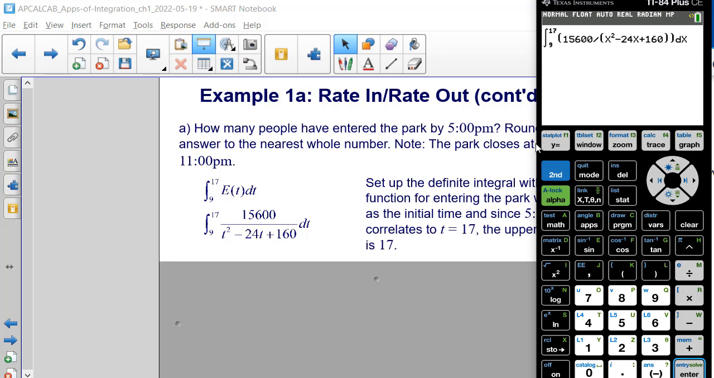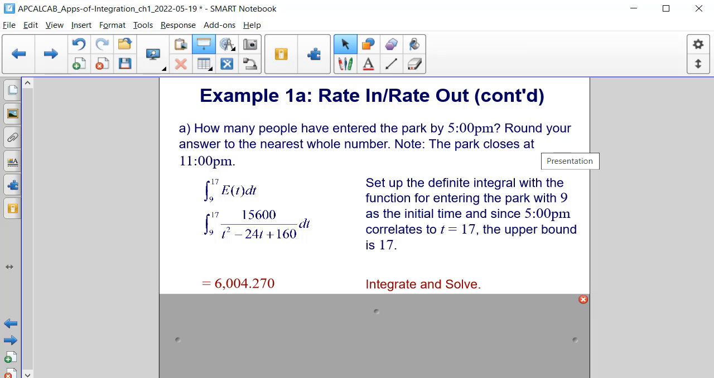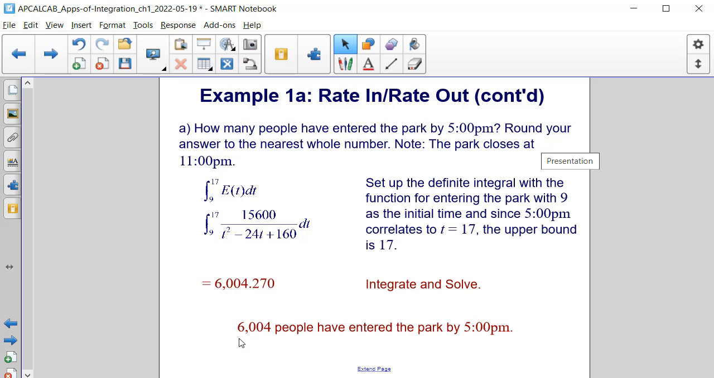And then when we solve this, we get the solution, 6,004 and about 270 thousandths. And what that means is that about 6,004 people have entered the park by 5 p.m.